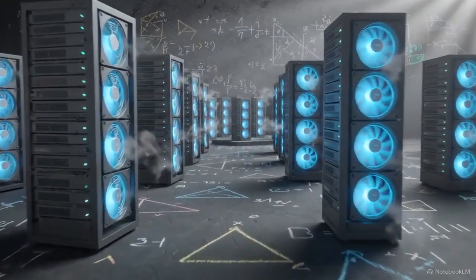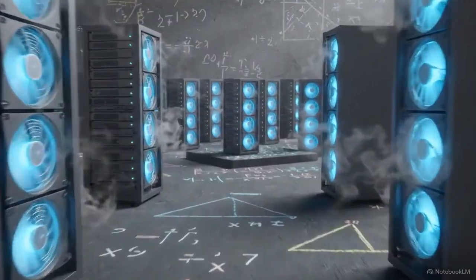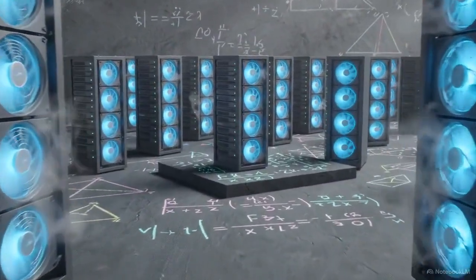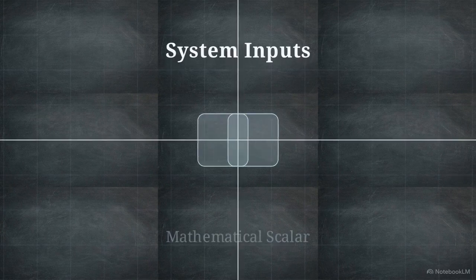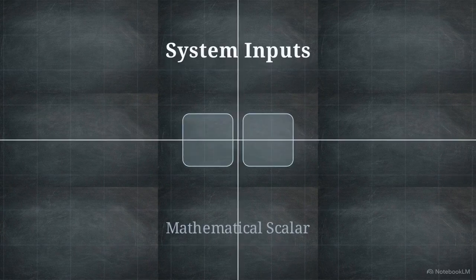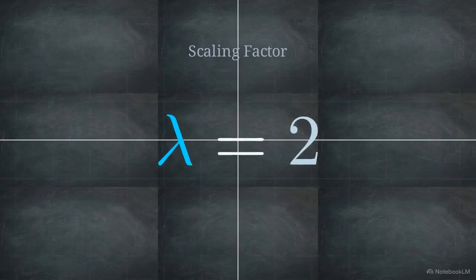Now, contrast that physical factory with the modern technological equivalent, a massive, power-hungry AI server cluster running training protocols. We can represent this universal concept of doubling inputs with a single mathematical scalar. We will call it lambda, and set it to a value of 2.